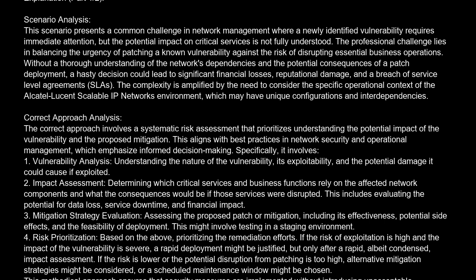4. Risk prioritization. Based on the above, prioritizing the remediation efforts. If the risk of exploitation is high and the impact of the vulnerability is severe, a rapid deployment might be justified, but only after a rapid, albeit condensed, impact assessment. If the risk is lower or the potential disruption from patching is too high, alternative mitigation strategies might be considered, or a scheduled maintenance window might be chosen. This methodical approach ensures that security measures are implemented without introducing unacceptable operational risks, thereby upholding professional responsibility and maintaining service continuity.